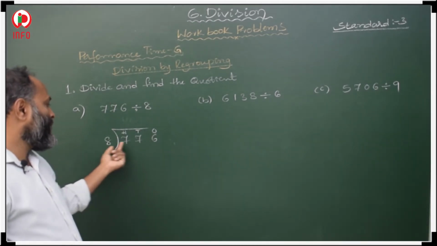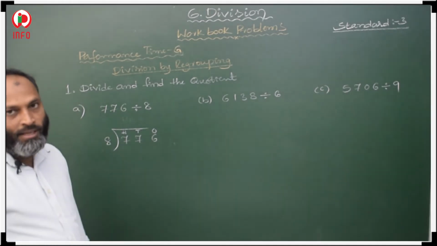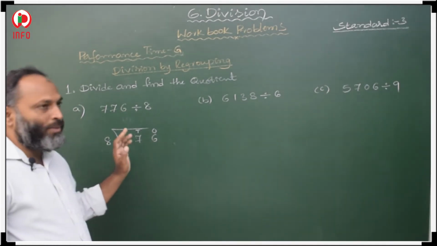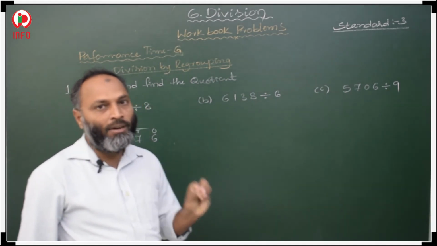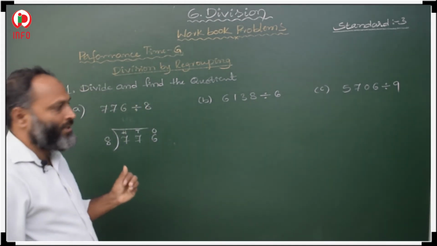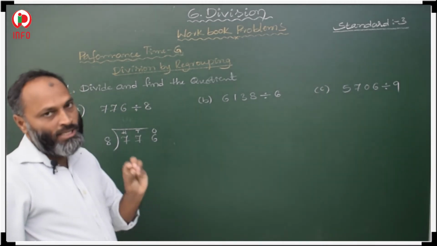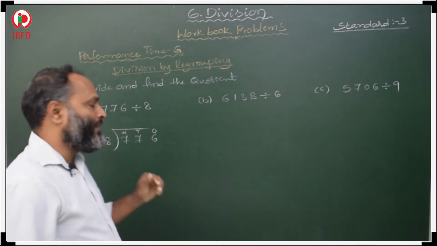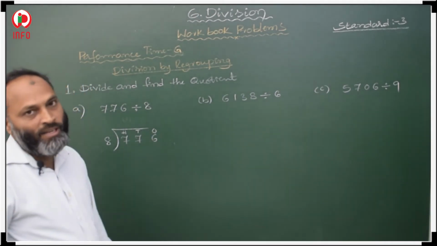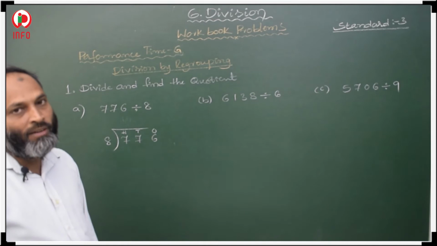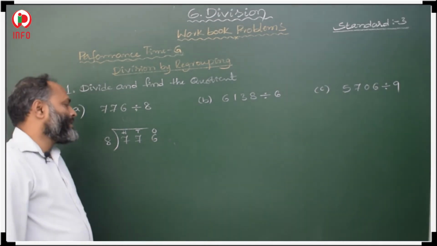So, 7 is less than this divisor. If the hundreds place, meaning the extreme left digit, is less than the divisor, that is 7 is less than the divisor, then we have to take this next 7 also. 77, total 77 we have to take. Okay. 77 tens.